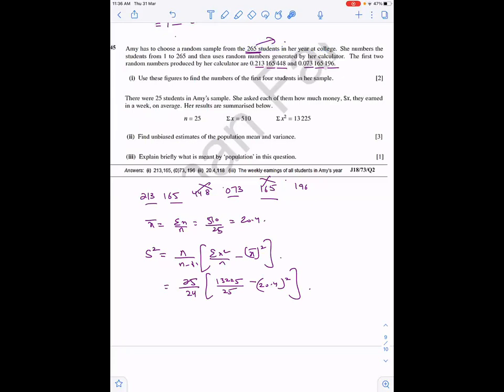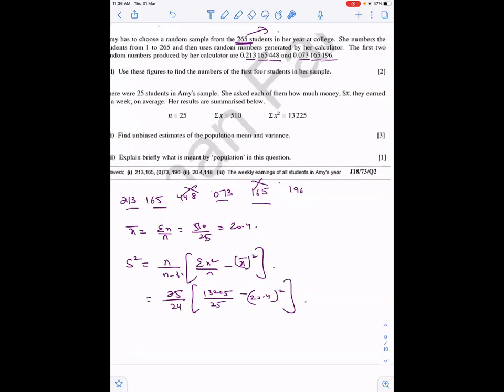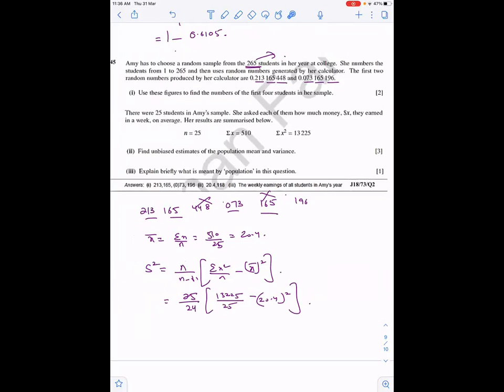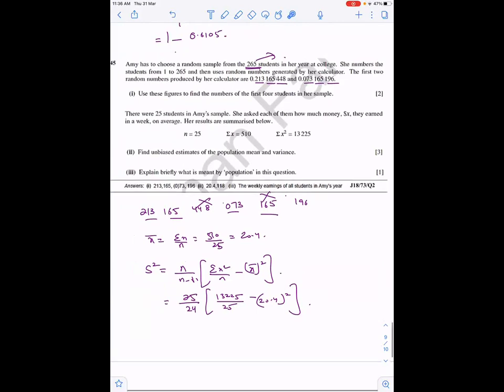ठीक है? It says the week, earning. One minute, let me read. It has to choose a random sample of three numbers. अच्छा, how much money X they earned in a week? ठीक है. Weekly earnings of all the students in MCA.